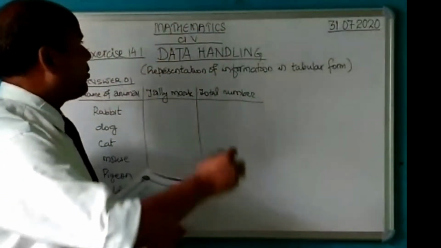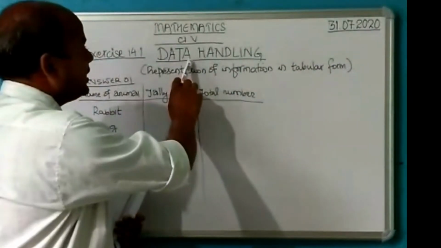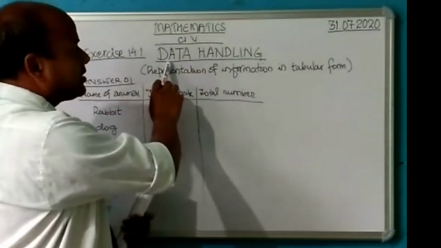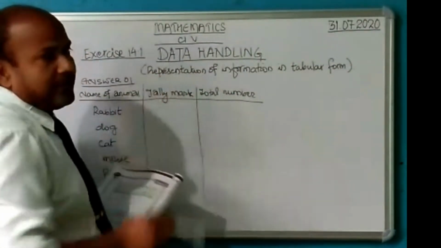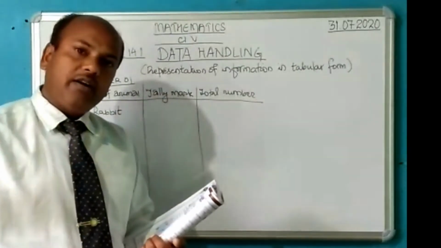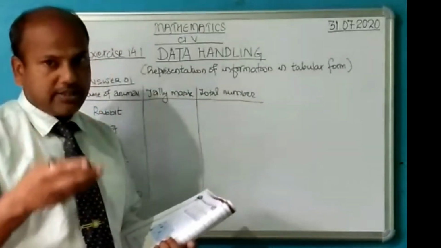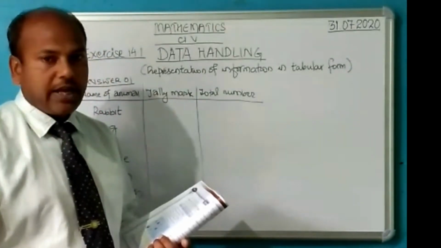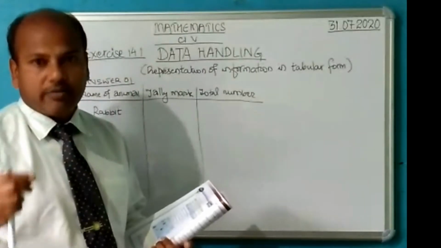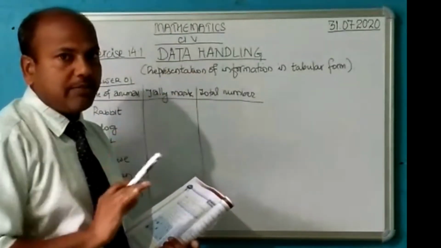Today we are going to begin a new lesson in maths, and this is called data handling. This is not data, this is called data, which means information. When you are given a set of information, how do you handle it? How do you convert it, and how do you draw a conclusion out of it is called data handling. So this is the meaning of data handling.